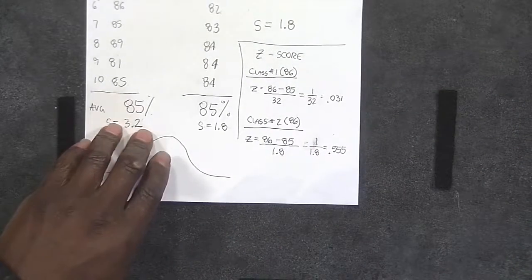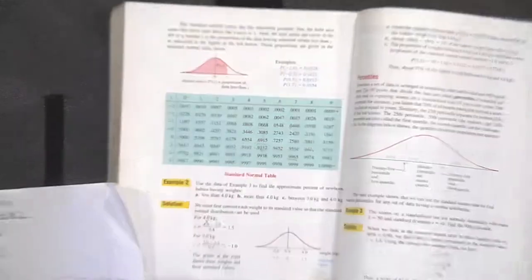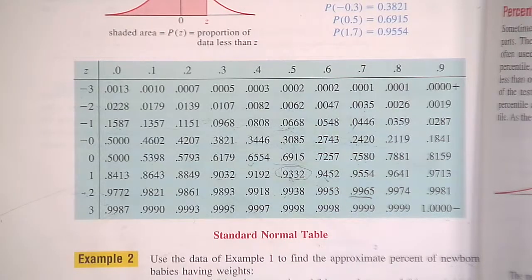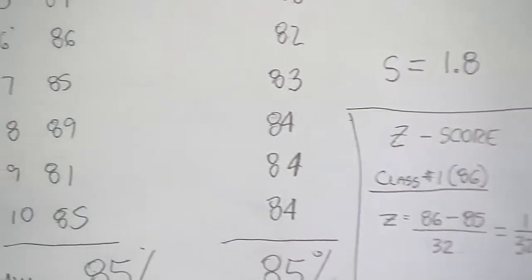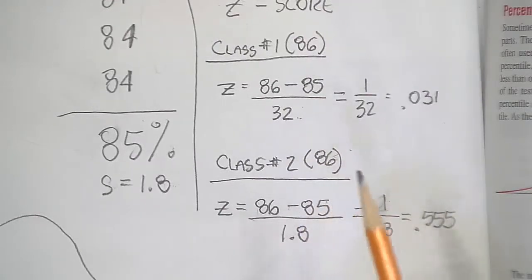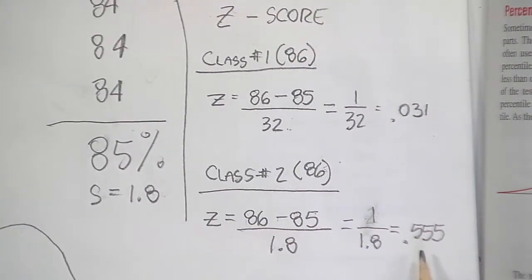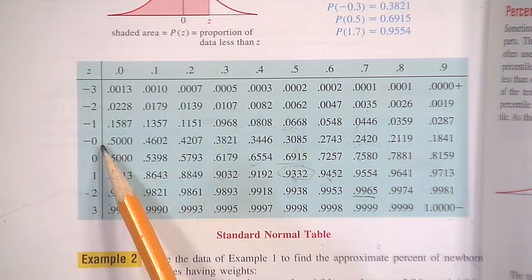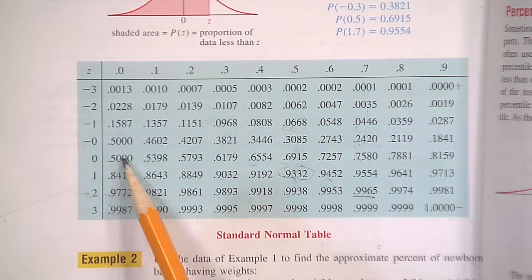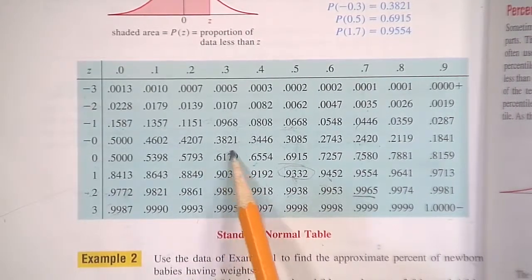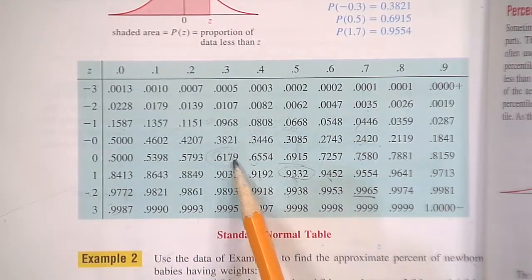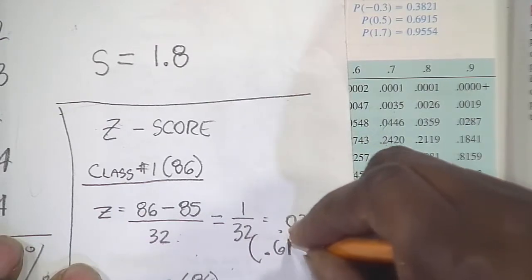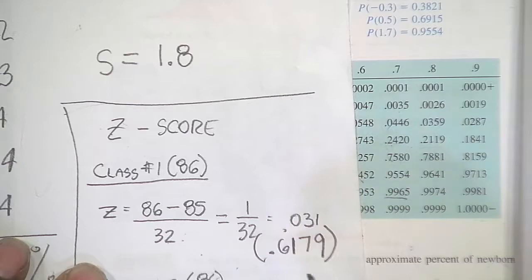So now you're going to go to this Z-score table with this information. You're going to look for the first Z-score that we calculated, 0.31, and then 0.555. So let's take our Z-score 0.31. Here is 0, and then we want 0.31 to be about right here. So we get a percentile of 0.6179. Let's write that down. We'll talk about what that means in a minute.